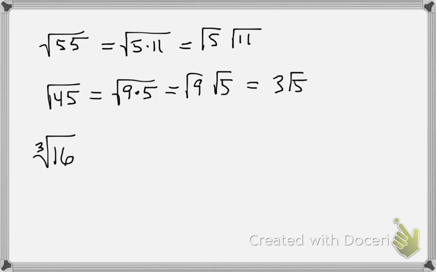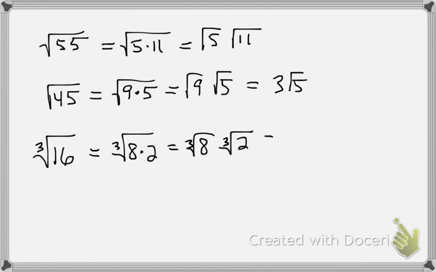What if I wanted the cube root of 16? 16 is 8 times 2, right? So according to this rule, I could rewrite it as what? Cube root of 8 times cube root of 2. But the cube root of 8 is 2. So I can write this as 2 times cube root of 2.